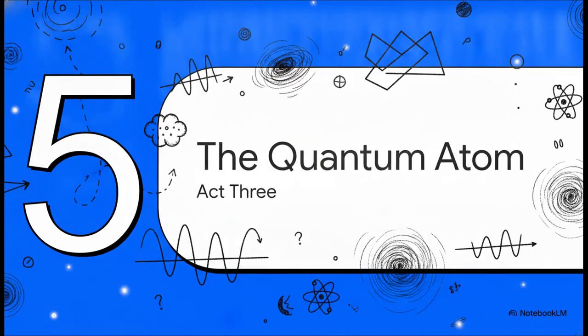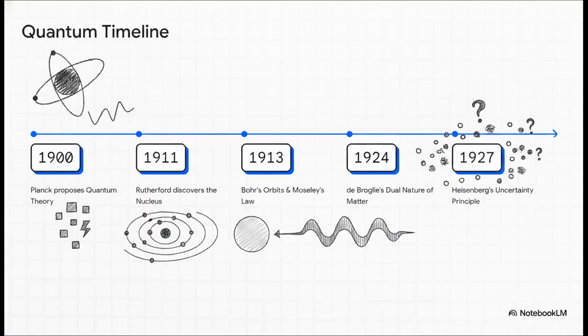Okay, buckle up. Welcome to Section 5, the quantum atom. This is where classical physics gets completely overturned and the universe gets a little, well, strange. Just look at how incredibly fast our understanding evolved over just 3 decades. From Planck proposing energy comes in tiny packets in 1900 to Bohr's orbits in 1913. But then, in 1924, Louis de Broglie dropped an absolute bombshell. Matter behaves as both particles and waves. Yeah, you heard that right.